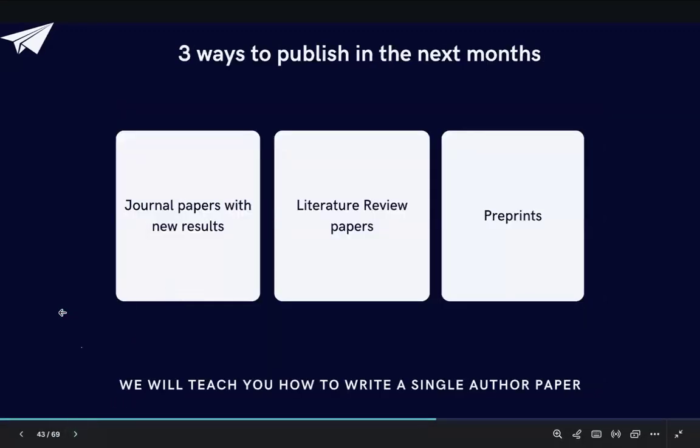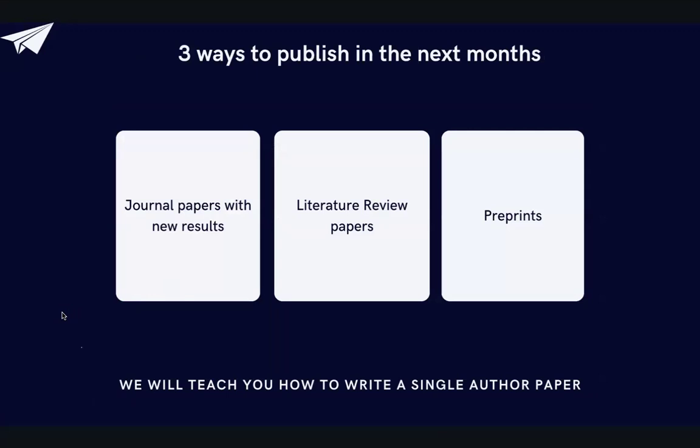So how do you publish? How do you add that publication section to your research profile? There are three ways to do that. You can write a journal paper, a research paper, a review paper, or you can submit preprints. So what is a research paper? A research paper is a paper with completely new research outcomes. A review paper is a literature review study summary, but it carries very good weightage.